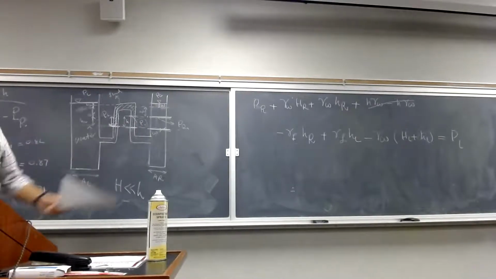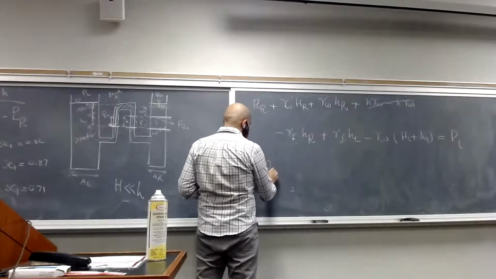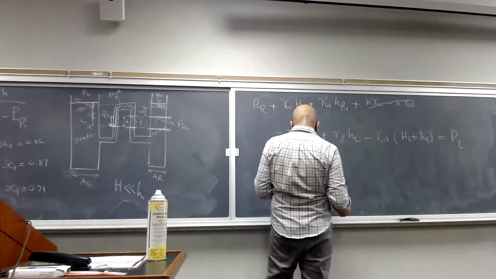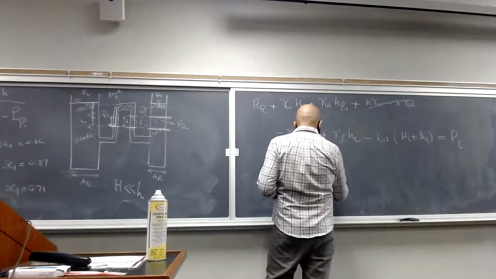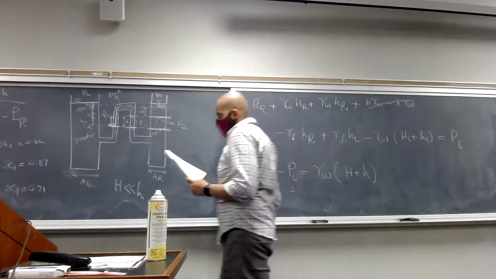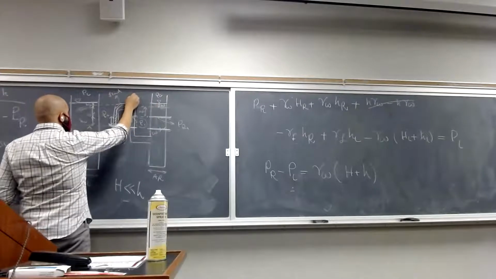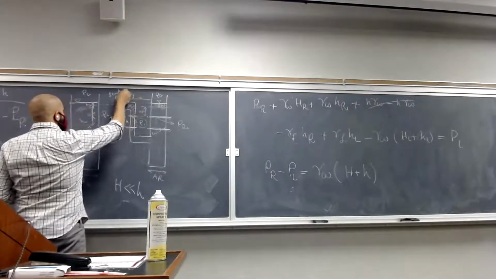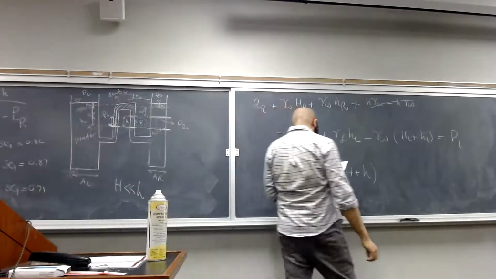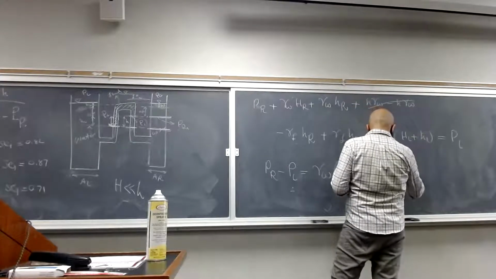So you can play with that around, and eventually this will be the final pressure differential you're going to get. It will be gamma water, H plus h, where H is the height difference between these two free surfaces. Free surface, this is H. And minus plus gamma F h.